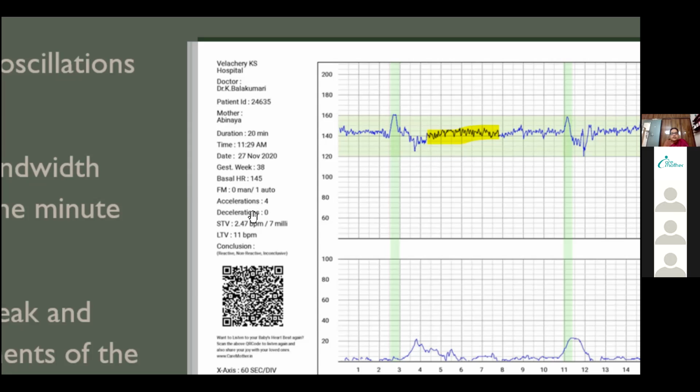There is actually what is called the short-term variability and long-term variability, that we will not go into in detail. Actually, short-term variability is beat to beat variability. Long-term variability is over a segment. We generally look at the long-term variability. Okay, so this is long-term variability. This variability is good.